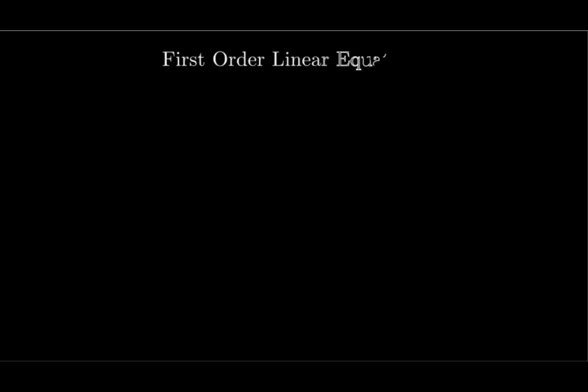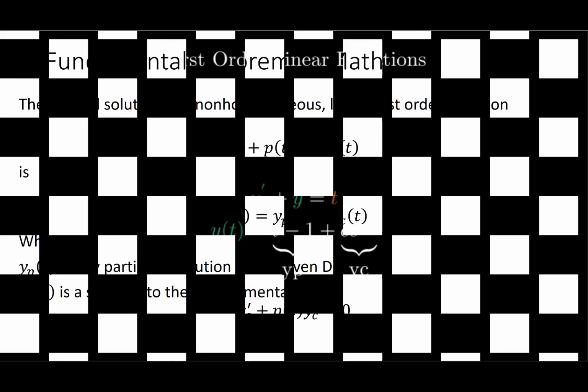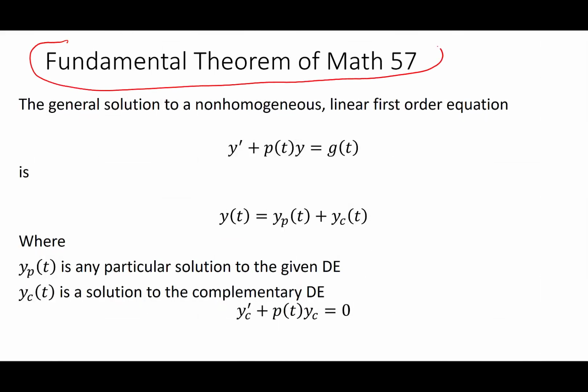Class today, we started talking about first-order linear equations. In particular, we looked at an example of a non-homogeneous equation in which we could write the general solution as a combination of a particular solution, which we obtained via guess and check, and a solution to a complementary homogeneous equation. The example from class today is a demonstration of what I like to call the fundamental theorem of Math 57.